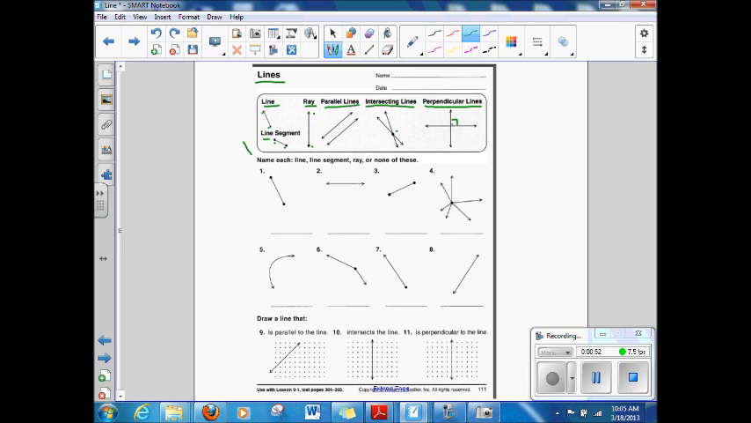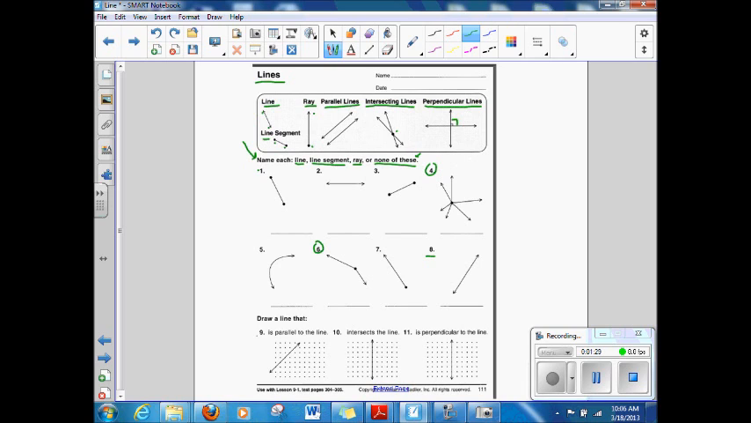Let's take a look at the instructions. It says to name each. Well, we have 8 items here to name, 1 through 8, and you have to choose a word here, or a set of words. Is it a line? Is it a line segment? Is it a ray? Or is it none of these? Okay. I would look particularly at number 4 and number 6. They have a beginning point and no end point. And well, I'll tell you what, it's not this one. So maybe that'll be a clue to you what number 4 and number 6 are.